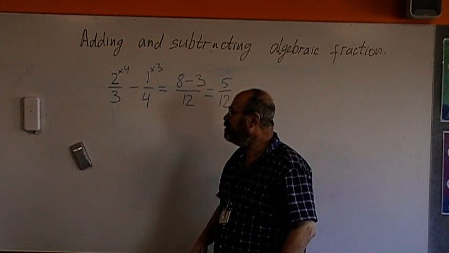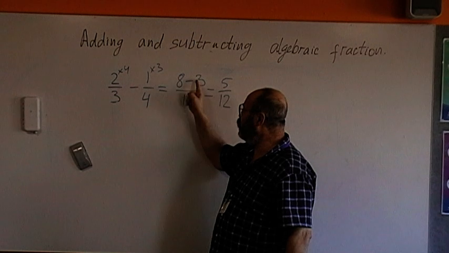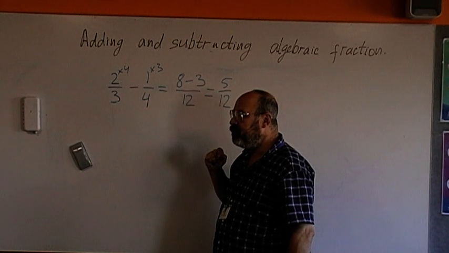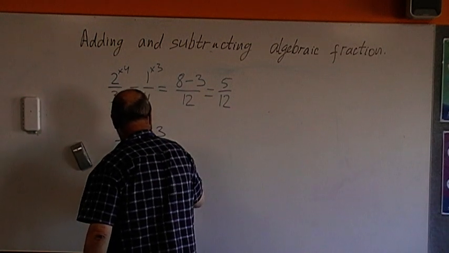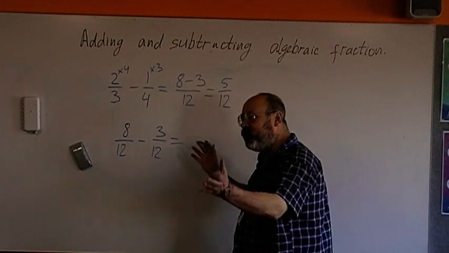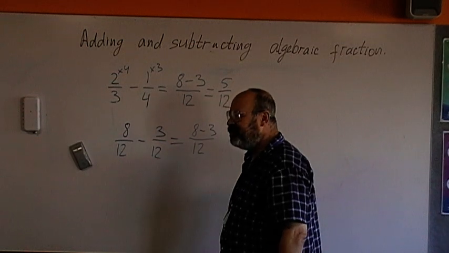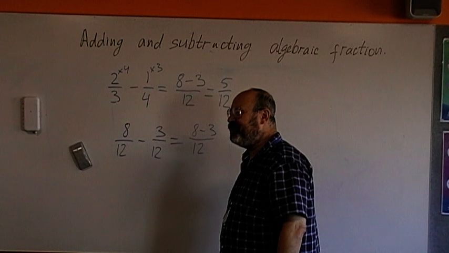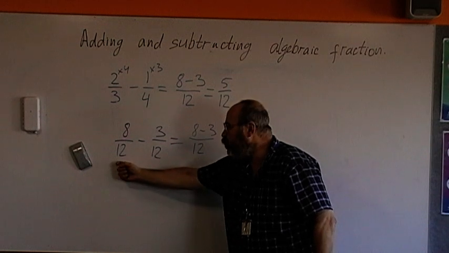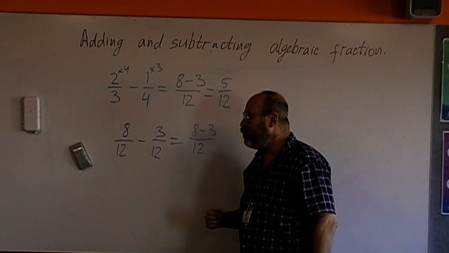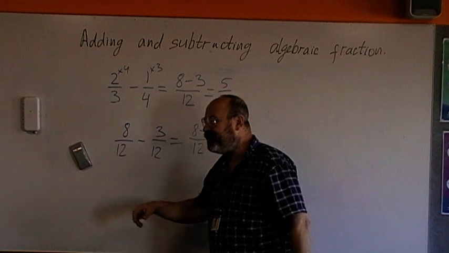Okay, so then it's 8 over 12 minus 3 over 12. Why is it in one fraction? Because it makes it simple. 8 over 12 minus 3 over 12, same denominator, we can put it together. It will be 8 minus 3 over 12. That's how we subtract those fractions. It's the same thing when it's the same denominator.